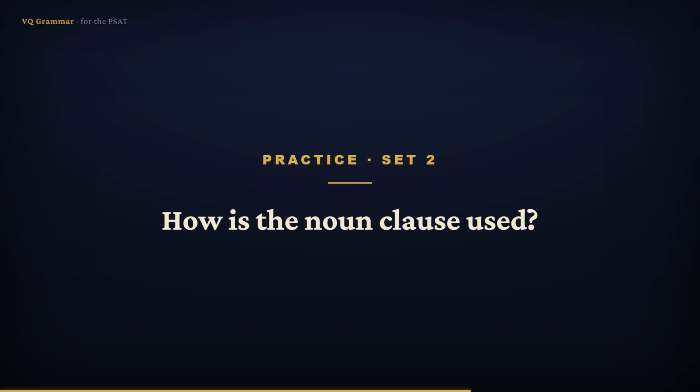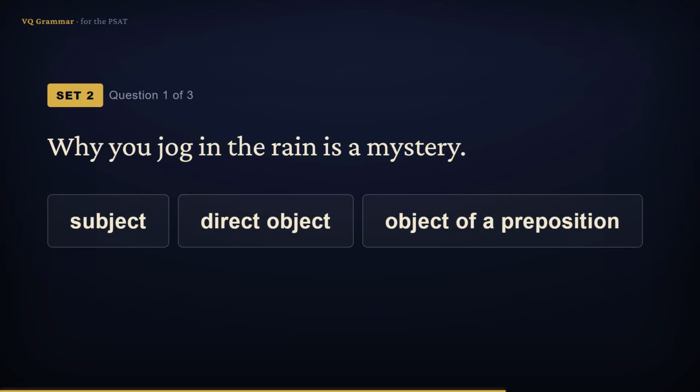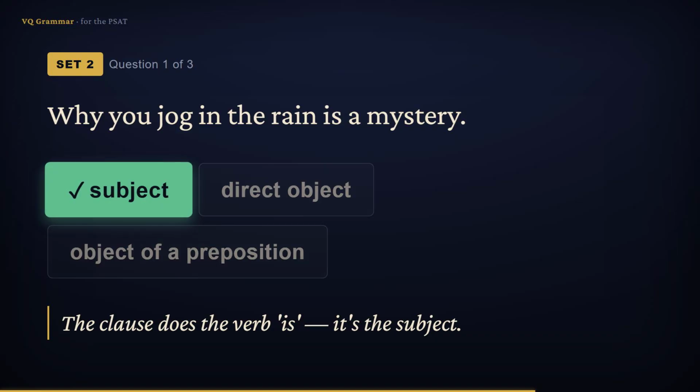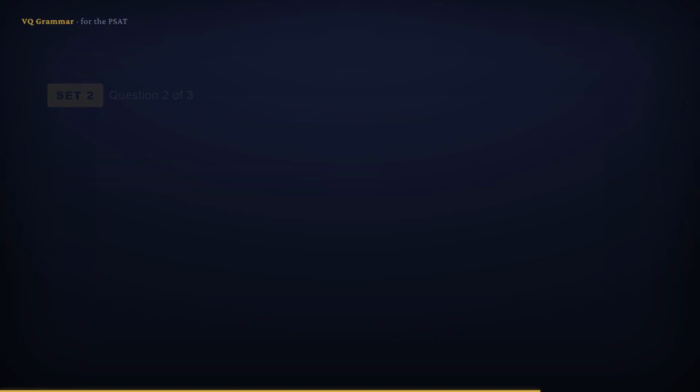Now find the noun clause and decide how it is used, as the subject, the direct object, or the object of a preposition. Swap it for it or something, then see what slot it fills. Pause and try each one. Why you jog in the rain is a mystery. The noun clause is why you jog in the rain. Swap it. It is a mystery. The clause is doing the verb is, so it's the doer. So the answer is subject.